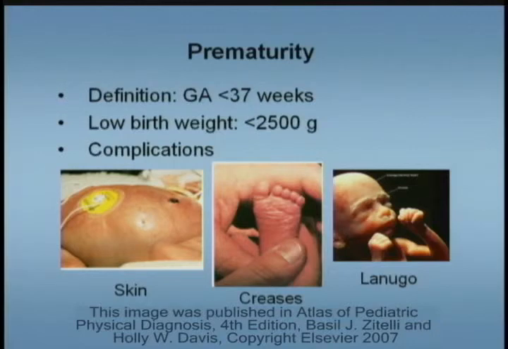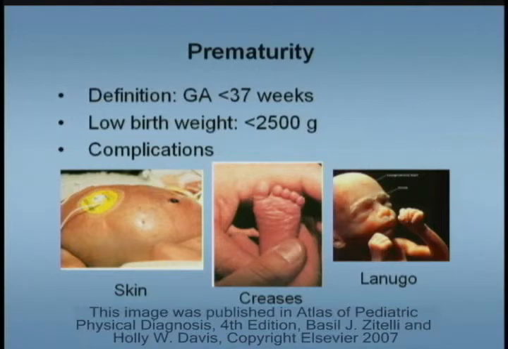Some of the things that we see on physical exam is the skin, for example, has a lot less subcutaneous fat. And these babies also are at risk for having hypothermia because they don't have that fat to protect them. So the skin tends to be quite thin. You can see visible veins very easily underneath the skin because there's lack of fat. Also on exam, you can see the foot, that there's few creases. Usually the sole of the foot in a preterm baby is very smooth.